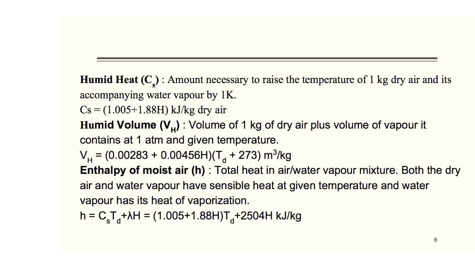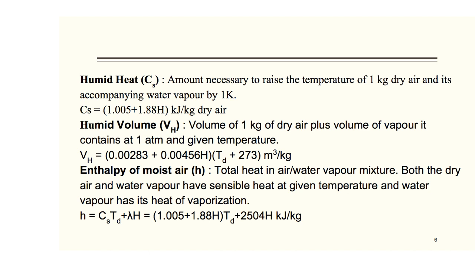Next psychrometric property is humid volume. Humid volume is the volume of 1 kg of dry air plus the volume of vapor in it at 1 atmosphere and given temperature, right? And the VH is formulated as 0.00283 plus 0.00456 into H, multiplied by TD plus 273, cubic meter per kg. Here TD is in degree Celsius.